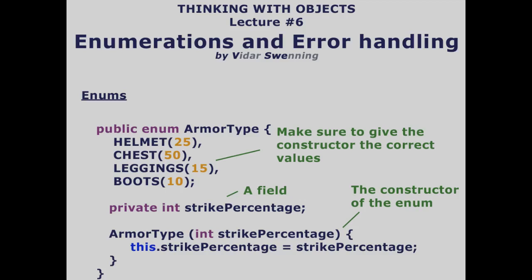In the code from the lecture we also had a method, but that didn't really fit on this slide, and that method was public, so it's totally fine to have public methods. It's just not alright to have public constructors. You will have them as private or the default scope. With this example, we could use them like we always did, helmet, chest, leggings and boots, but we can also ask them what their strike percentage is.